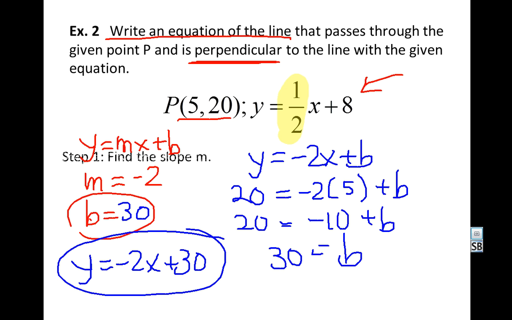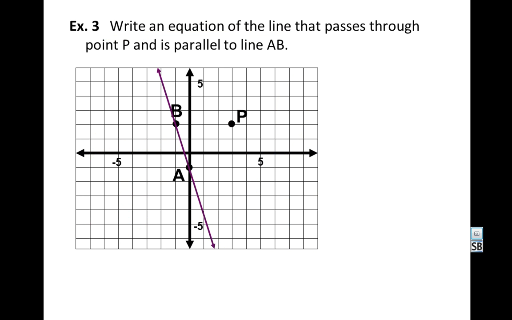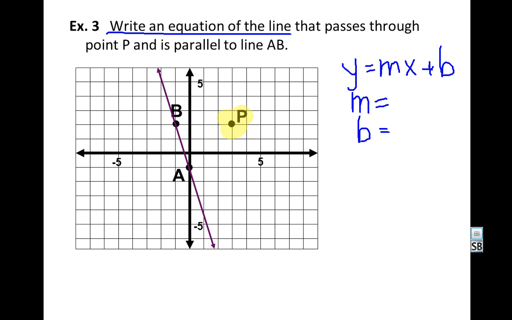Let's move on to example 3. Again, we're going to be writing an equation of the line. But this time they gave you a graph. It has to pass through point P. You can see point P right here. And it has to be parallel to the line that's given, line AB. So what do I do here? I'm going to start off by writing, again, y equals mx plus b, because that's my roadmap. I just need m, and I just need b, and then I'll have my equation. Well, if it's parallel to this given line, it has to have the same slope.